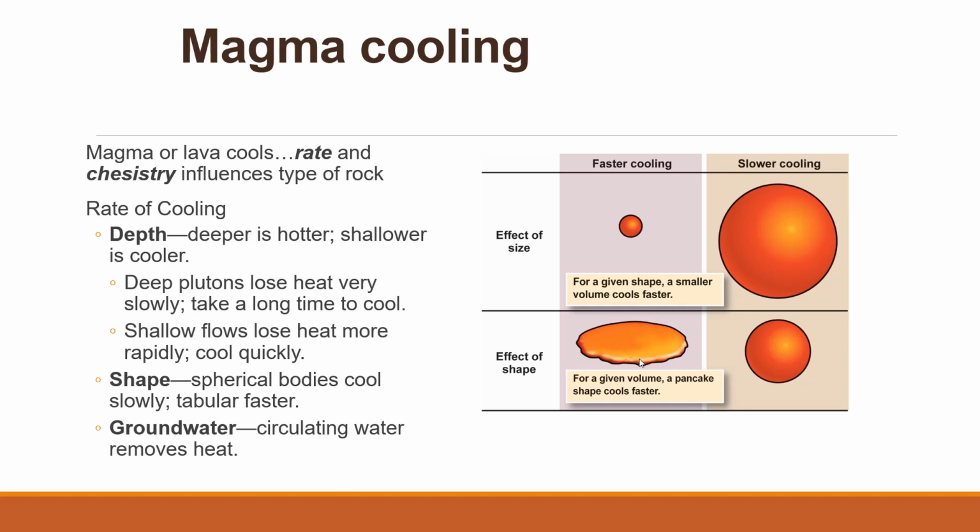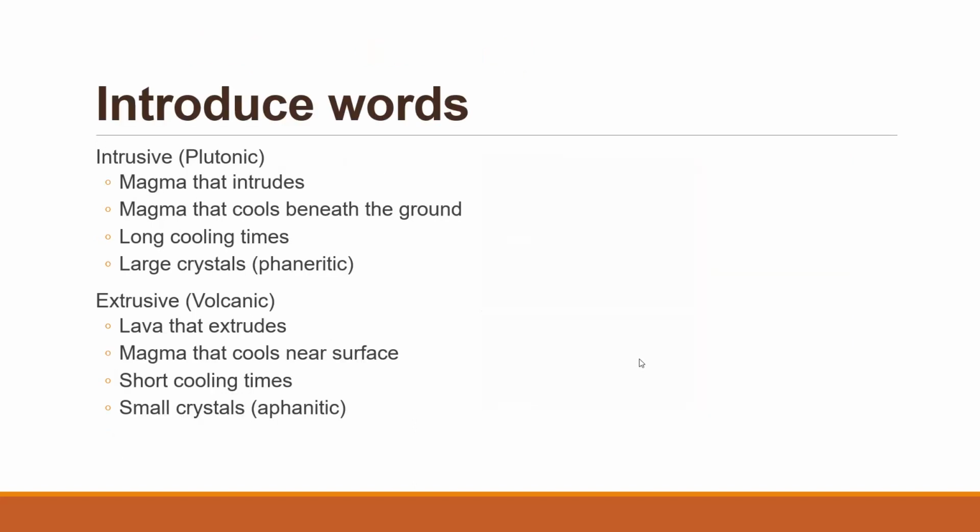Groundwater can help remove heat. So if we have groundwater circulating around magma, it can help pull the heat out faster and cool it faster. So I'm going to introduce some words here that we're going to talk about when we actually start talking about igneous rocks in like two seconds.